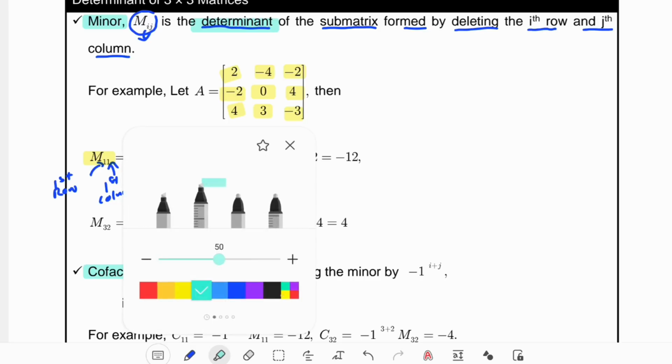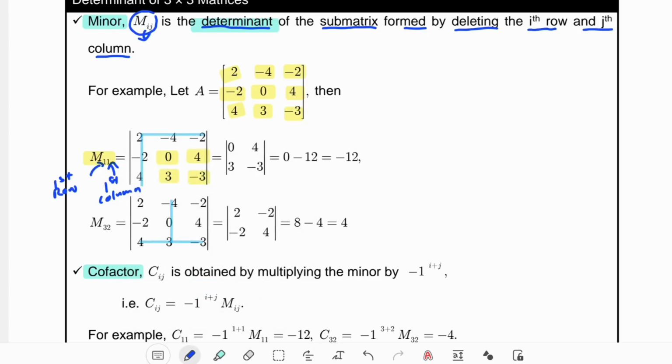So if we proceed with this step, the remaining elements or entries here, we just copy down with the determinant notation. This is the notation of determinant. And then you have to finish it by calculating its determinant. So, by using ad minus bc, you will get negative 12 as the final answer.